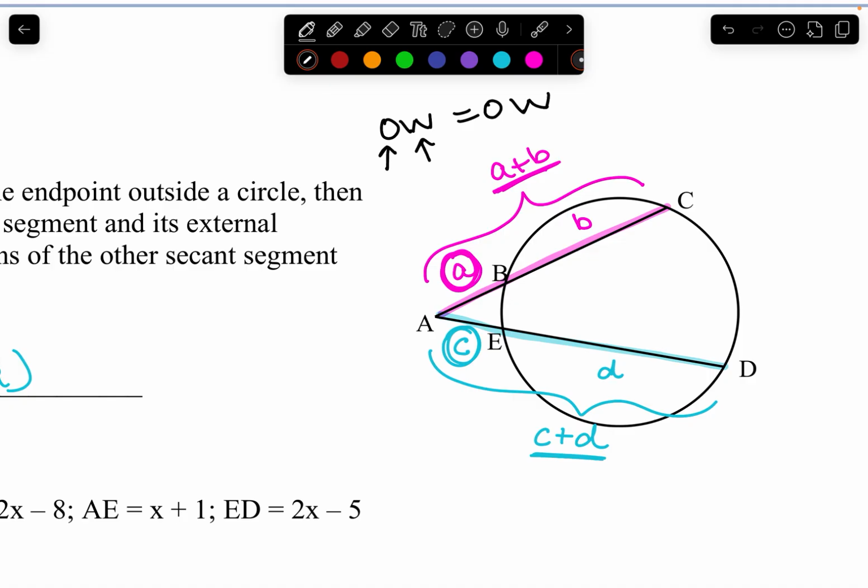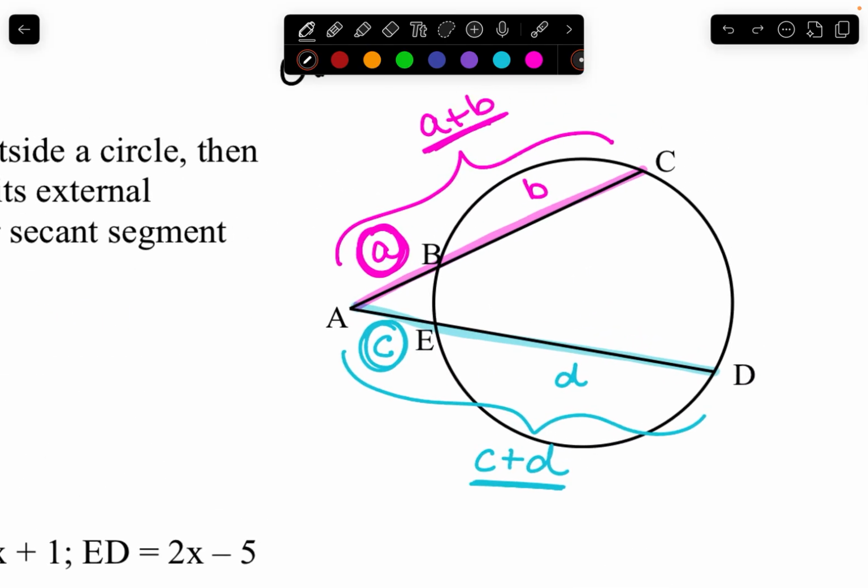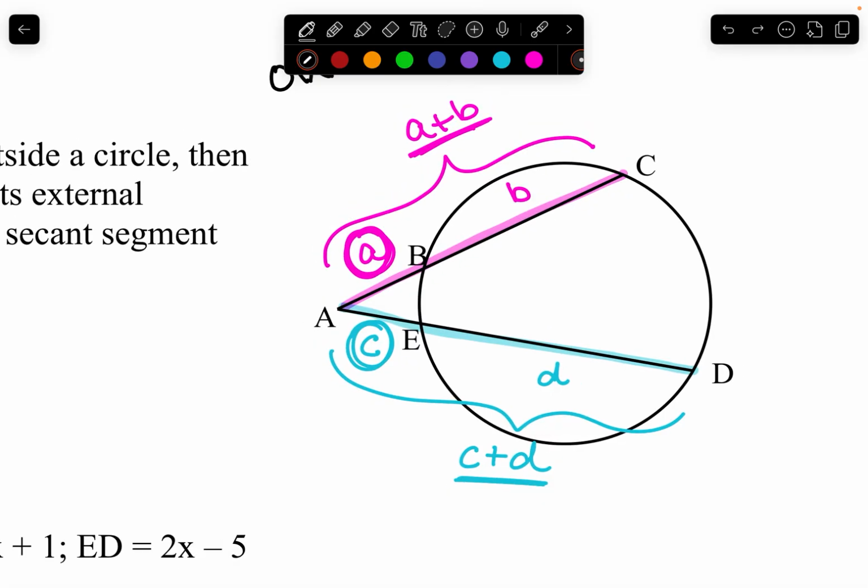Outside times the whole segment equals outside times the whole segment, out. Okay? That's what it looks like. It's gnarly. I get it. But that is how we do this, okay? My suggestion is always when you do this to doodle it exactly like you see me having it doodled here.